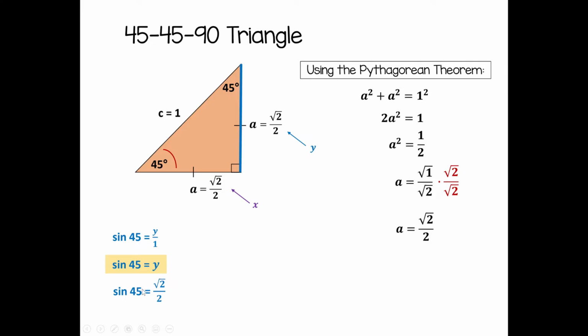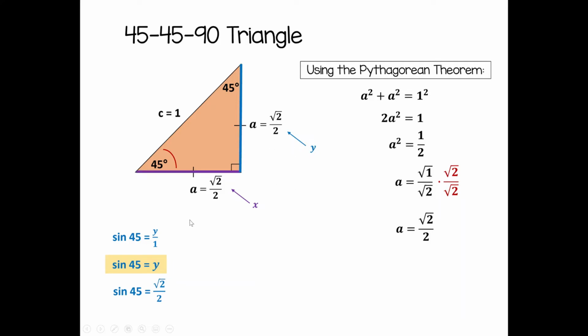And I could have a little degree measure right there also, sine 45 degrees, which I don't. So the sine of this interior angle right here is the length of the opposite side. And I don't have to write it as a fraction because my hypotenuse is 1. So it's just the square root of 2 over 2.